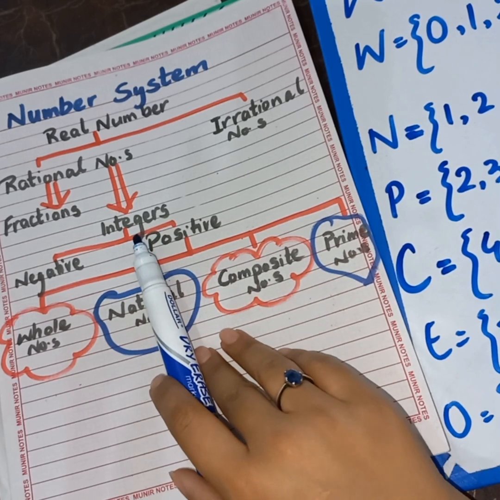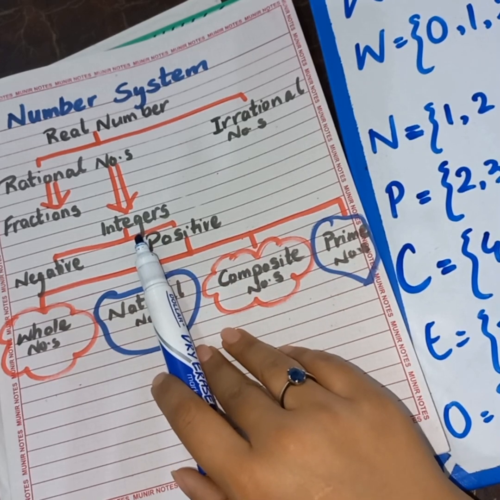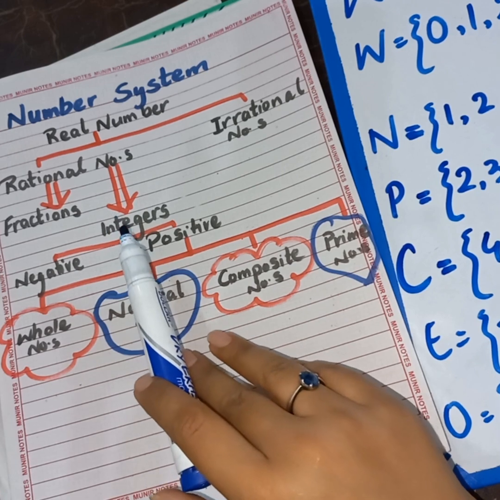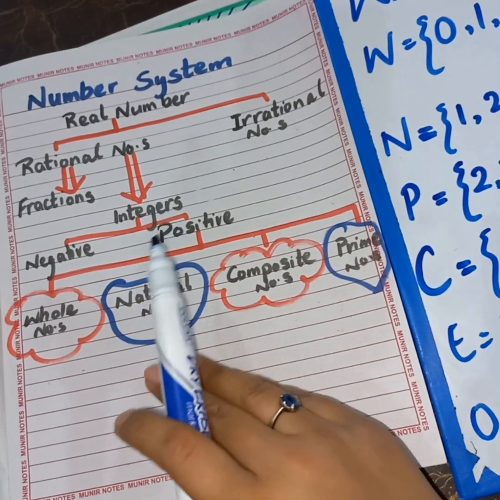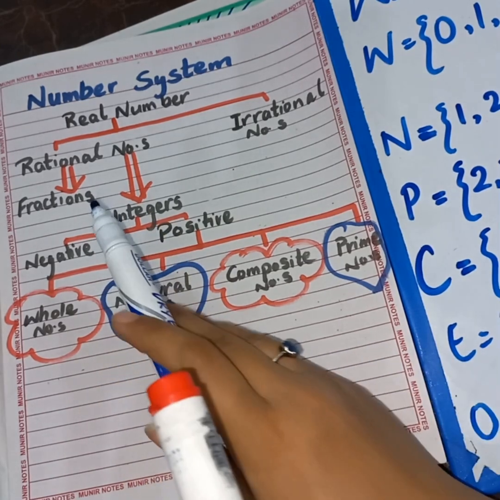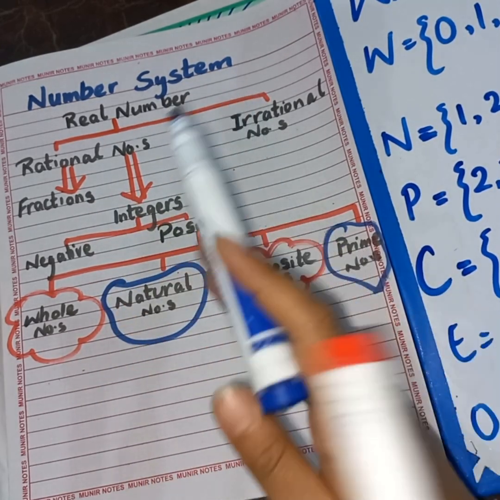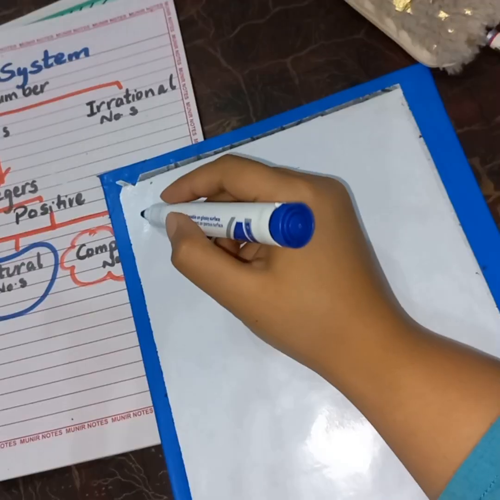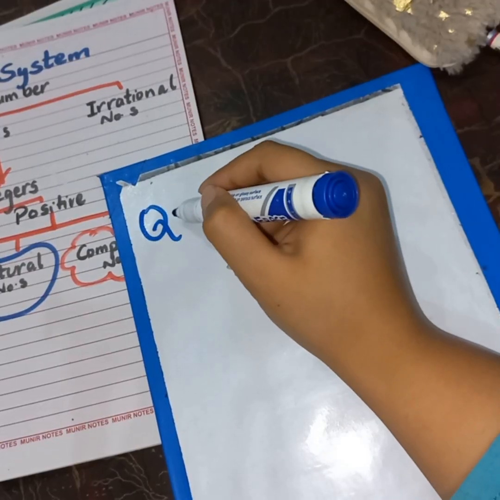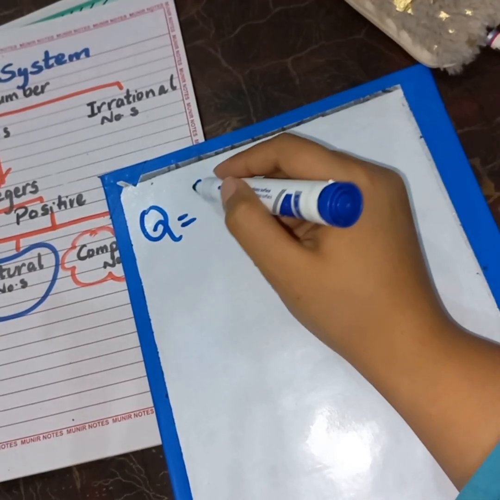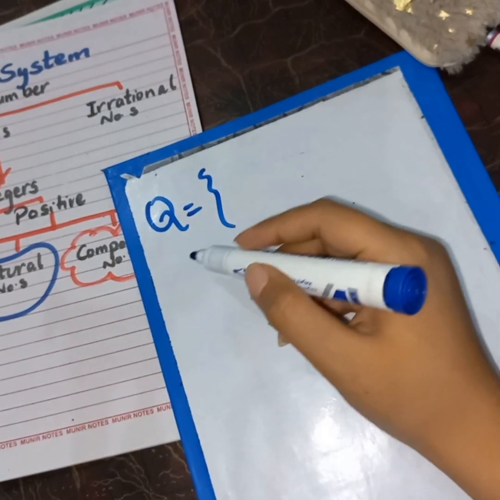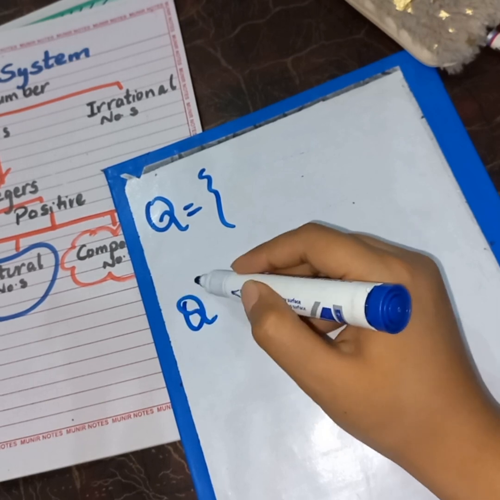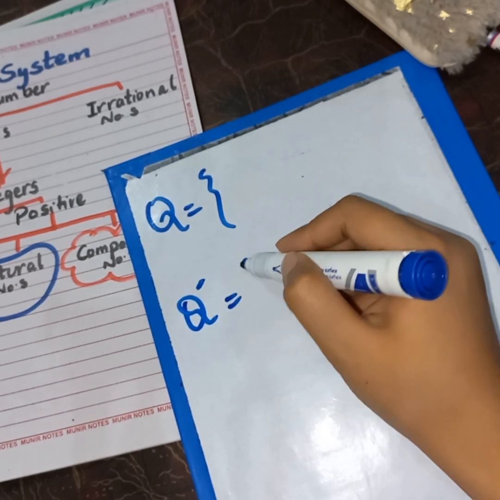Then we will move towards the integers, actually what the integers are. In the next video, inshallah, I will discuss the integers and rational and irrational numbers clearly and in detail, the main difference between rational and irrational numbers. Okay, let me share one thing with you. The rational number set we use to represent by Q. This is the set of rational numbers. The irrational set we use to represent by Q dash.